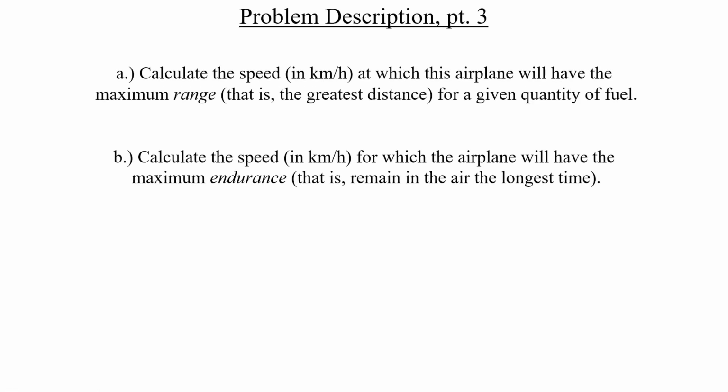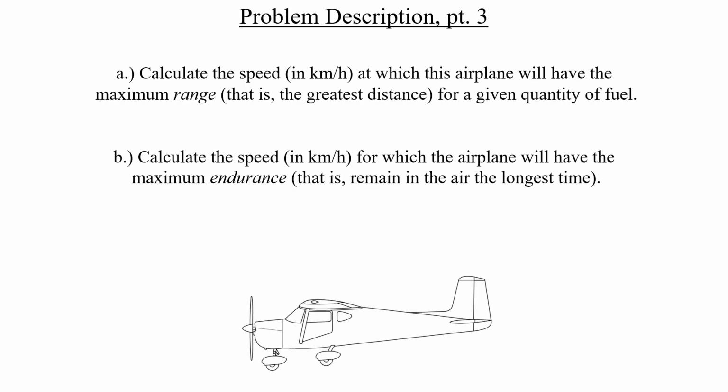In part A, we need to find the speed that provides the plane with the maximum range or distance for the fuel that it carries. And similarly, in part B, we need to find the speed that allows the plane to remain in the air for the longest amount of time. In case you're curious, here's a picture of what a Cessna 150 looks like, as well as a vector diagram of the relationship between lift, induced drag, and the force of the air acting on the wings.